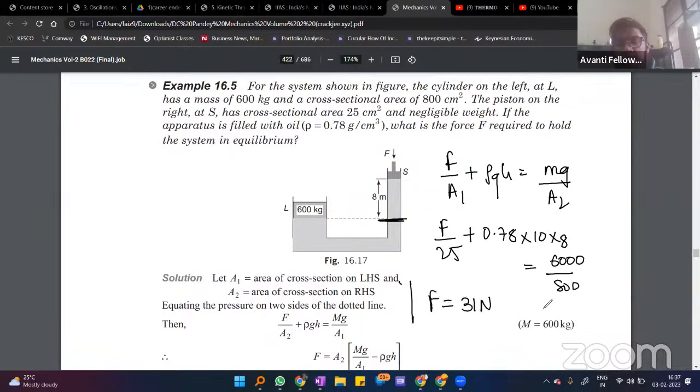So hopefully this is clear to you all, right? So try these type of questions. You just have to apply Pascal's law, or you just have to equate the pressure at any given point, right? So hopefully this is clear.